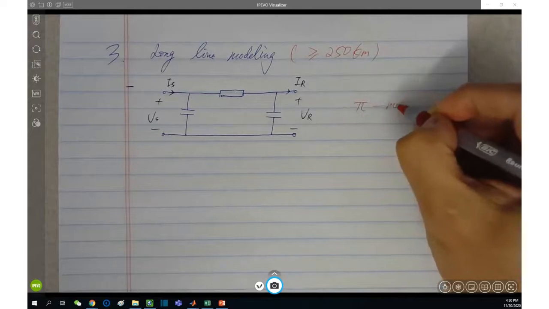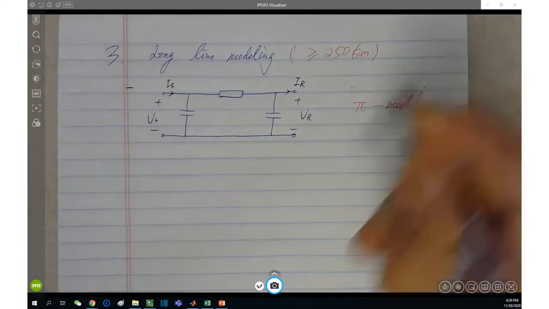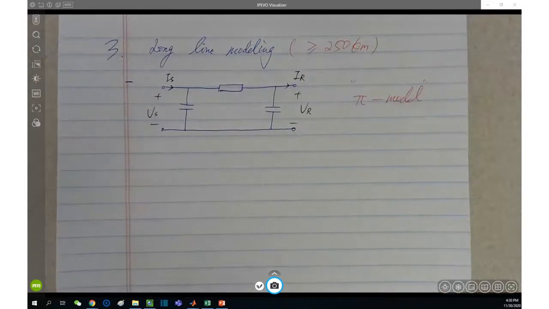If you by any chance read any literature, you will see this name, pi model, pi transmission line model. Why is it called the pi model? Can anyone see why? It's kind of a tricky question. Because it looks like pi? That's right. It's about the look.